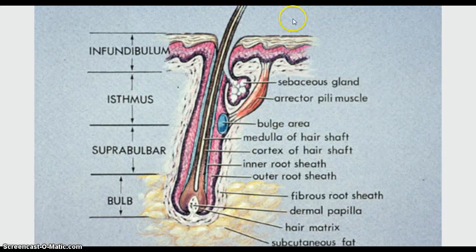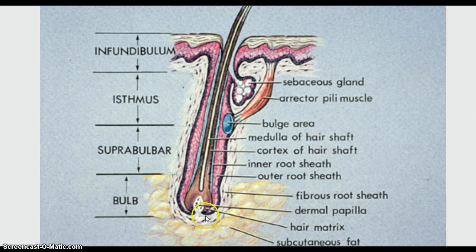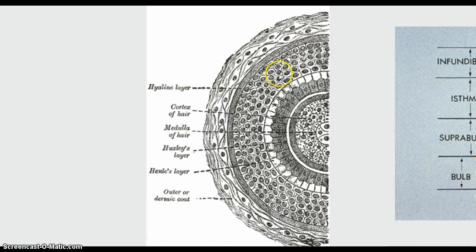So if you take a look right here, the epidermis folds in, right? So these layers right here are actually part of the epidermis, extensions of the epidermis. Now the outer layer is actually part of the dermis, and it is a surrounding connective tissue layer, or dermic coat.